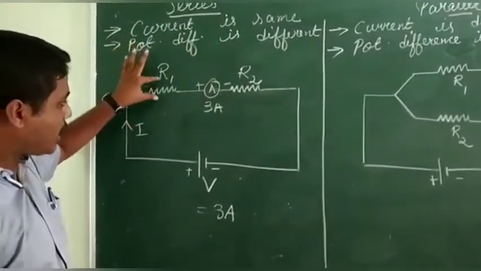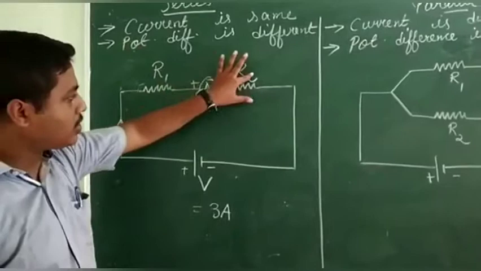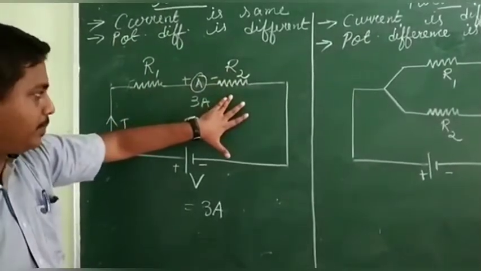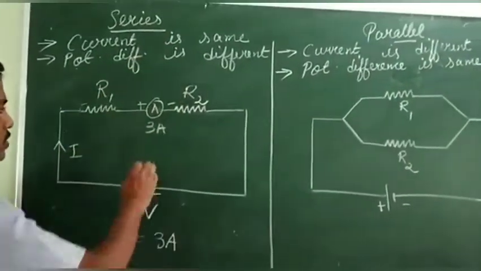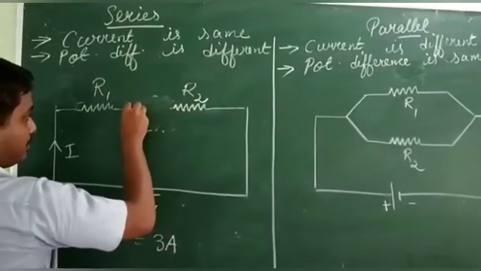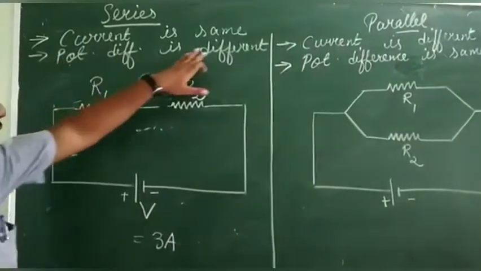So the current across R1 I have got 3 ampere, the current across R2 also I have got as 3 ampere. Okay. That is the first conclusion.